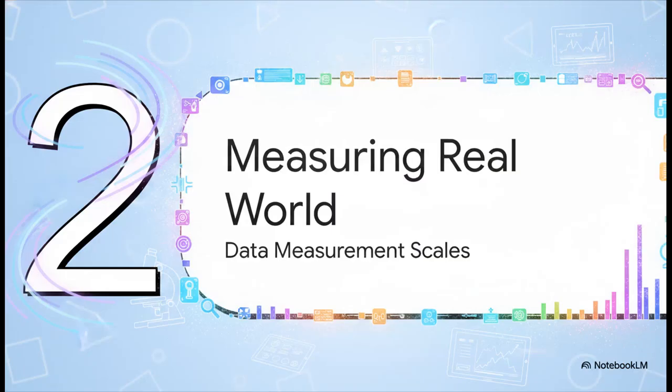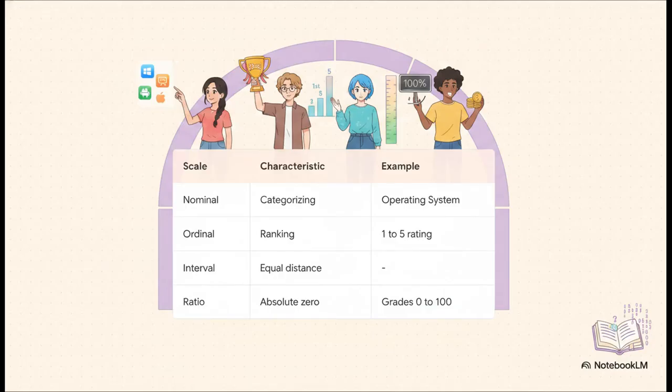Which brings us perfectly into Section 2, Measuring the Real World. Once we know that research is a scientific search for truth, well, we have to know how to actually capture and measure the data we find out there in the wild. We've got 4 levels of data measurement here, going from the most basic to the most advanced.